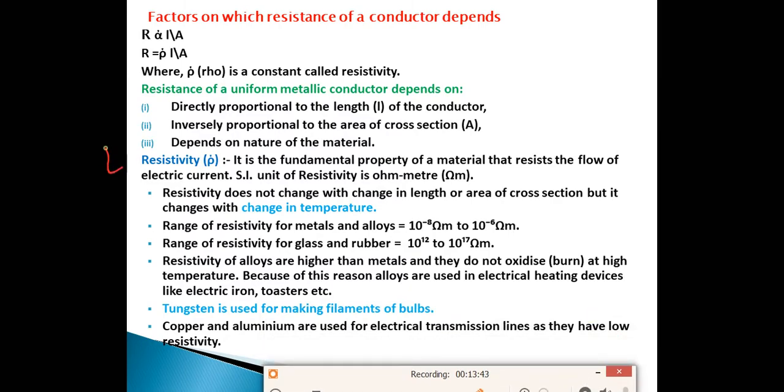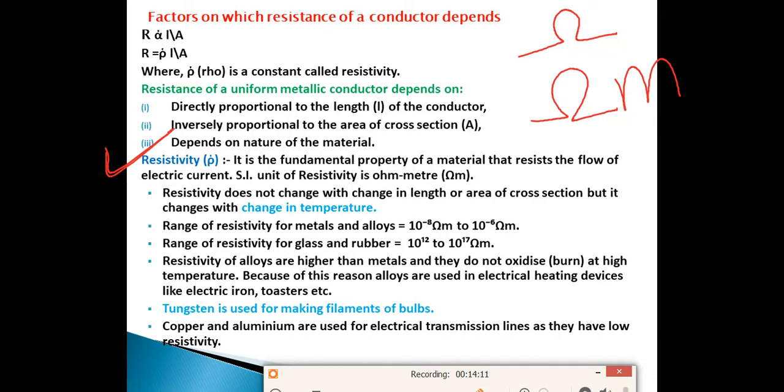Now, let us read about resistivity. What is resistivity? It is a fundamental property of a material that resists the flow of electric current. It will not allow the electric current to flow. The SI unit of resistivity is ohm meter. For resistance, we have read that the unit was ohm, but for resistivity, the unit is ohm meter.